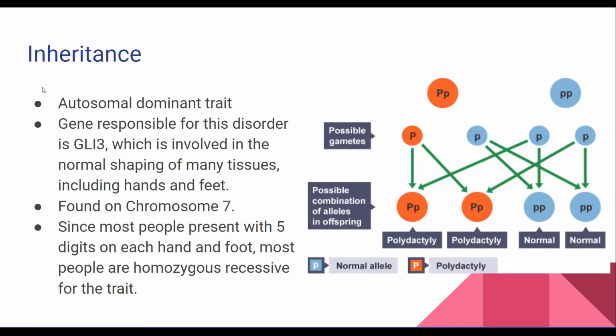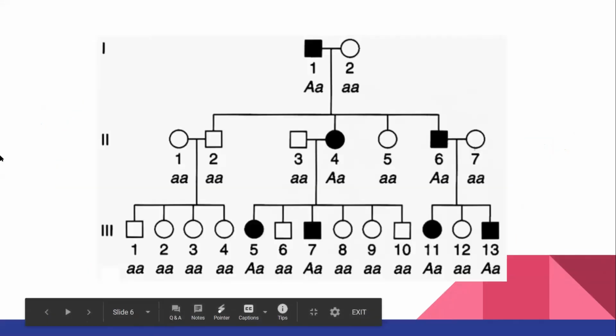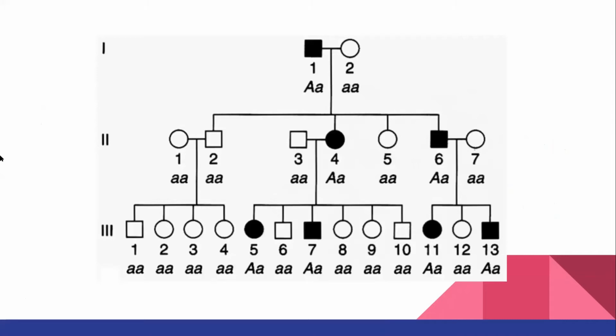Since most people present with 5 digits on each hand and foot, most people are homozygous recessive for the trait. On the right-hand side, there is a chart with the possible gametes when mixing a heterozygous dominant for the trait and a homozygous recessive, which would lead to a one-to-one ratio of the genotypes and phenotypes. And on this slide is a pedigree of the inheritance, starting with the first generation having the heterozygous dominant and the homozygous recessive, then leading to different methods of inheritance throughout.